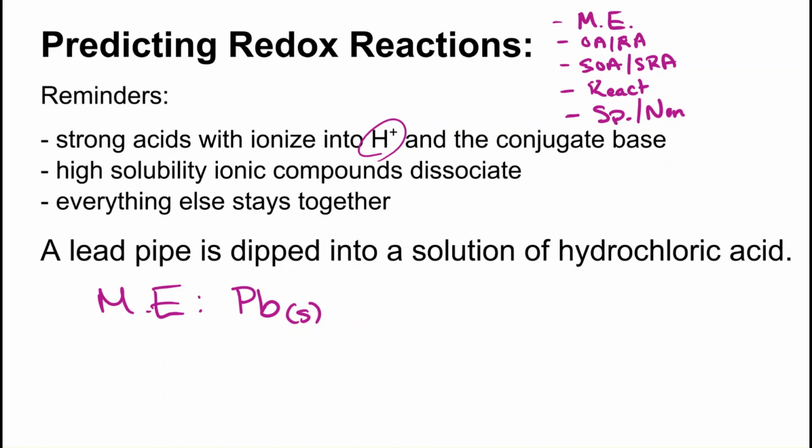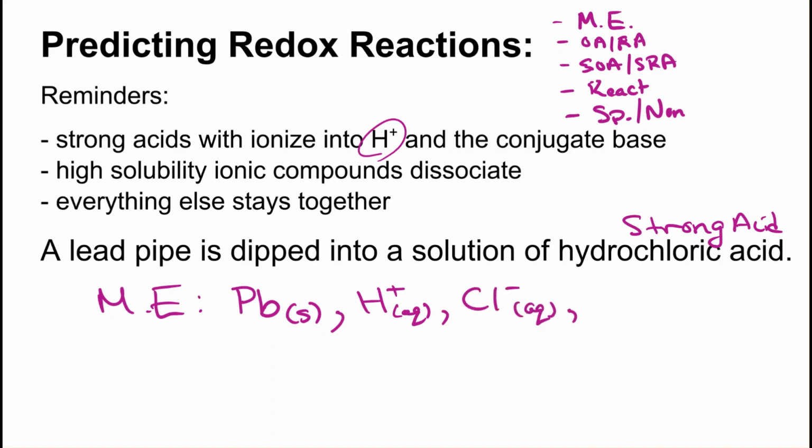All right. So lead, and we've got hydrochloric acid. So that's a strong acid. So we've got H+. We've got chloride, the conjugate base of it. And we always have water. Whenever there's an aqueous solution, we always have water.